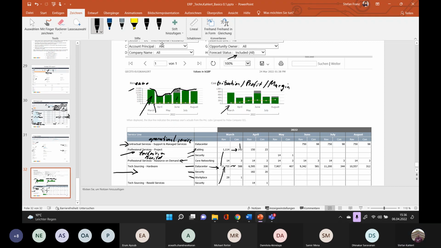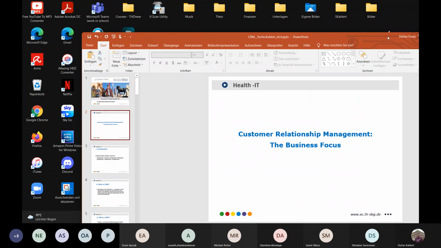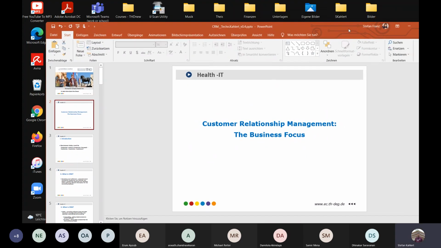So, is it clear? Do you have a question on that? Because otherwise, I would switch to now the next point, which is customer relationship management. No question? So let's move on.